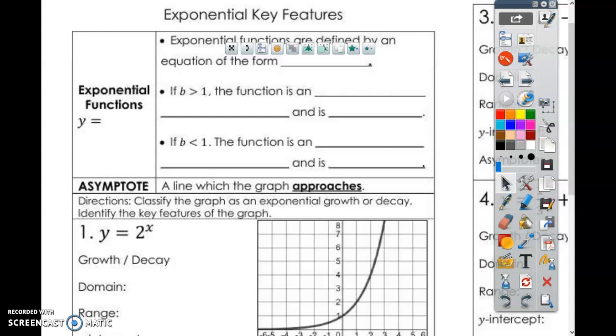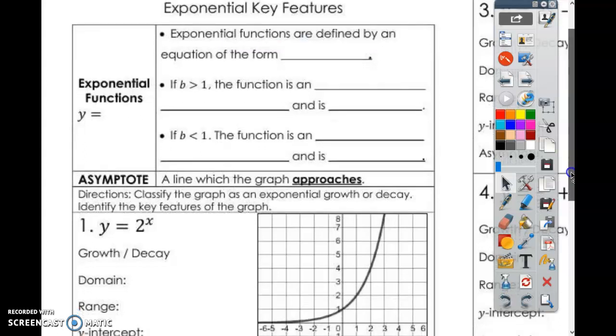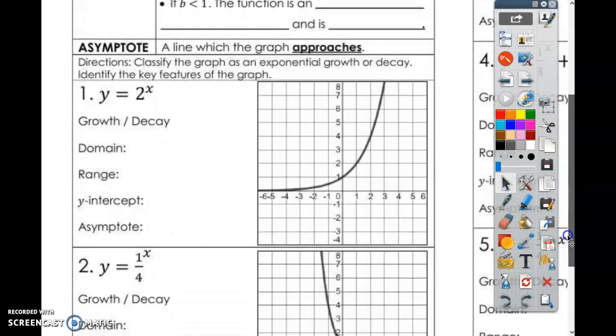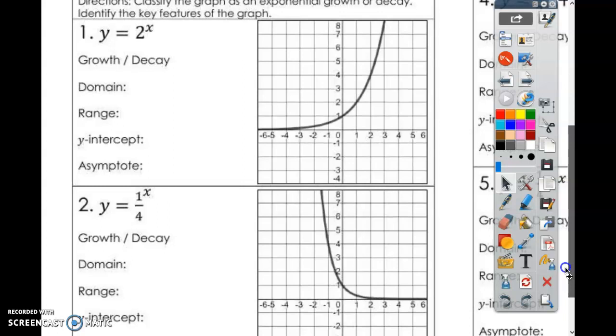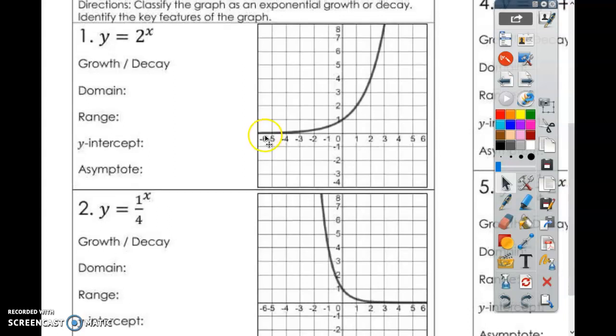Okay, today we're going to be talking about exponential functions. This is something new. It's like when we were talking about linear functions. Those are lines. Well, this is what exponential functions look like. Look at the graphs. If it's going up, that is called a growth, and I'm going to show you right now in a little bit. And if it's going down, that is called a decay.